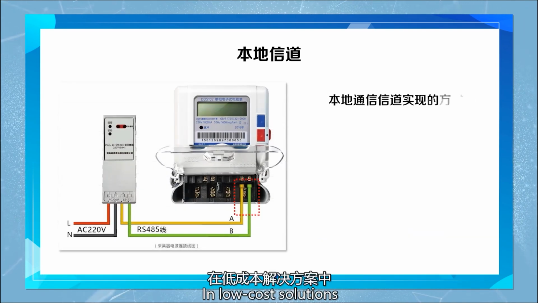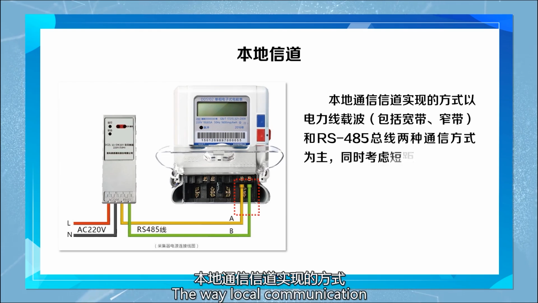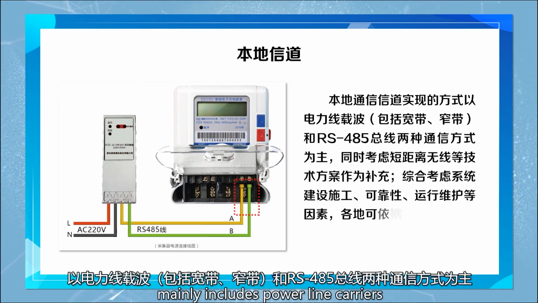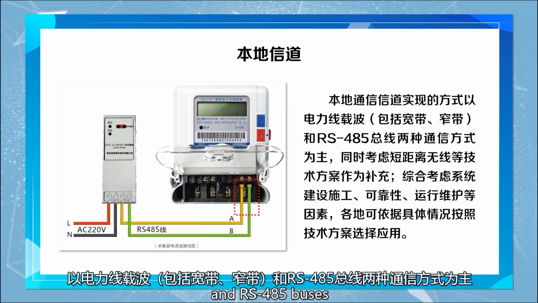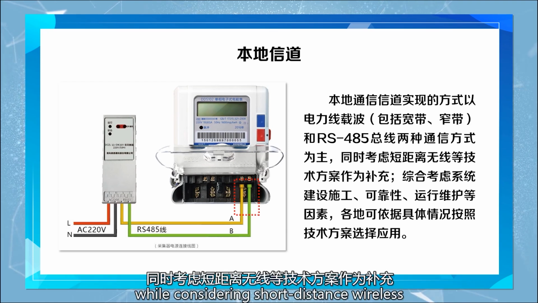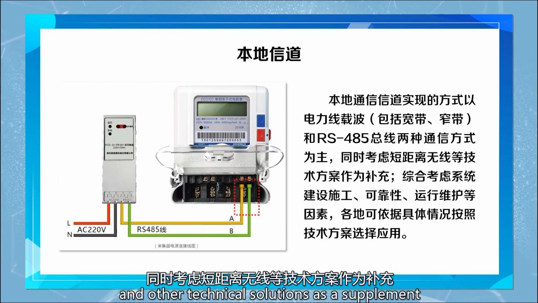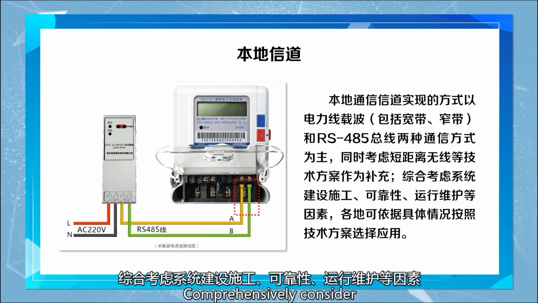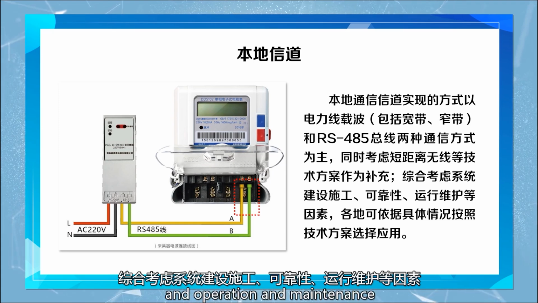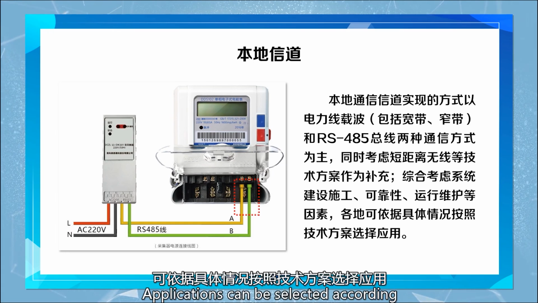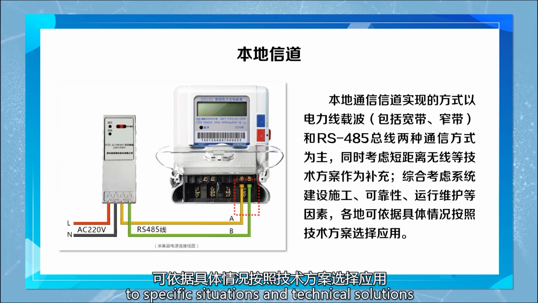In low-cost solutions, the local communication channels are mainly implemented through power line carriers, both broadband and narrowband, and RS485 buses, while short-distance wireless and other technical solutions are considered as a supplement. Comprehensively consider factors such as system construction, reliability, and operation and maintenance. Applications can be selected according to the specific situations and technical solutions.